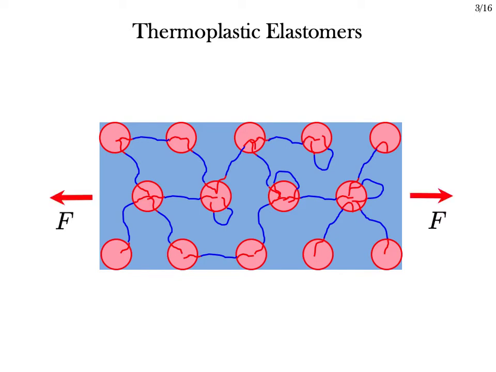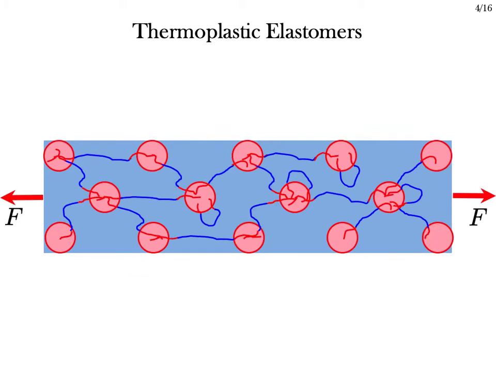Next, let's see what happens when we apply a stretching force to the material. When a force is applied, the softer domain can deform, but the crosslinks between the glassy domains hold the material together and preserve its structure, making it elastic. Loops, however, do not contribute to the elasticity. We're therefore interested in calculating the fraction of molecules that form molecular bridges.